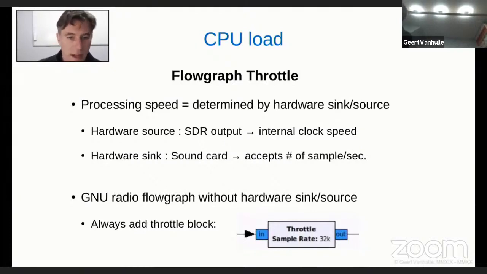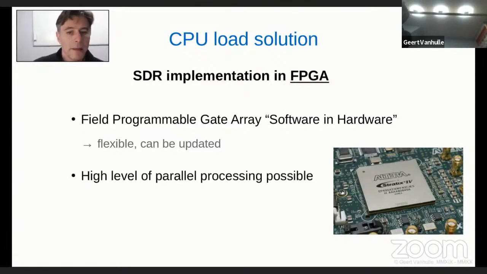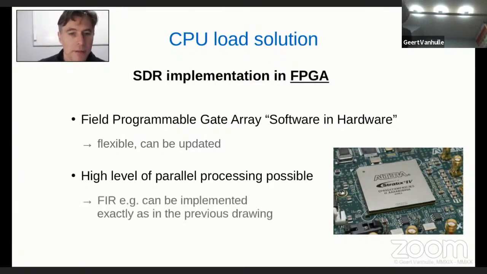Now the question was, after the segue, how do we solve this need for parallel processing? Of course, the perfect solution for this is to implement software-defined radio in FPGAs. Now, the field programmable gate array is actually the software and hardware solution. It has the advantages of both. It's flexible, it can be updated, but it has hardware-like characteristics. So it allows for high-level parallel processing.